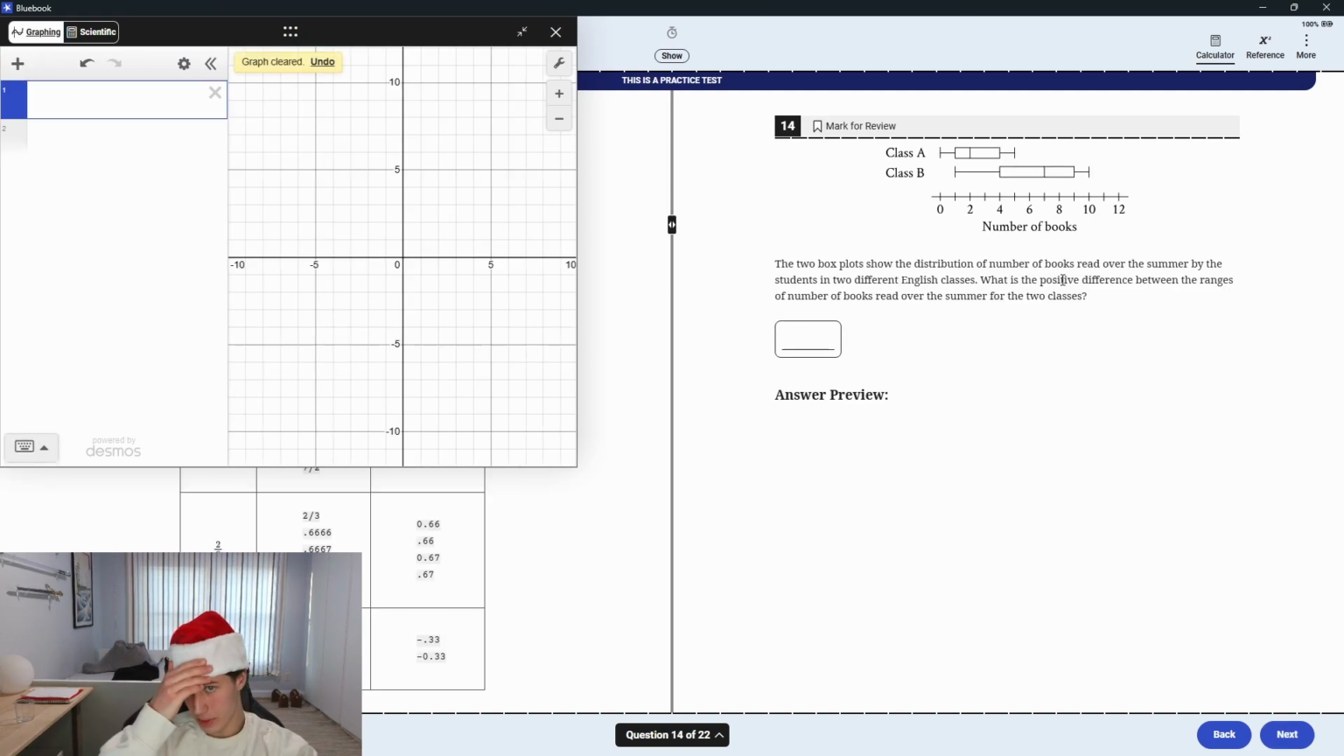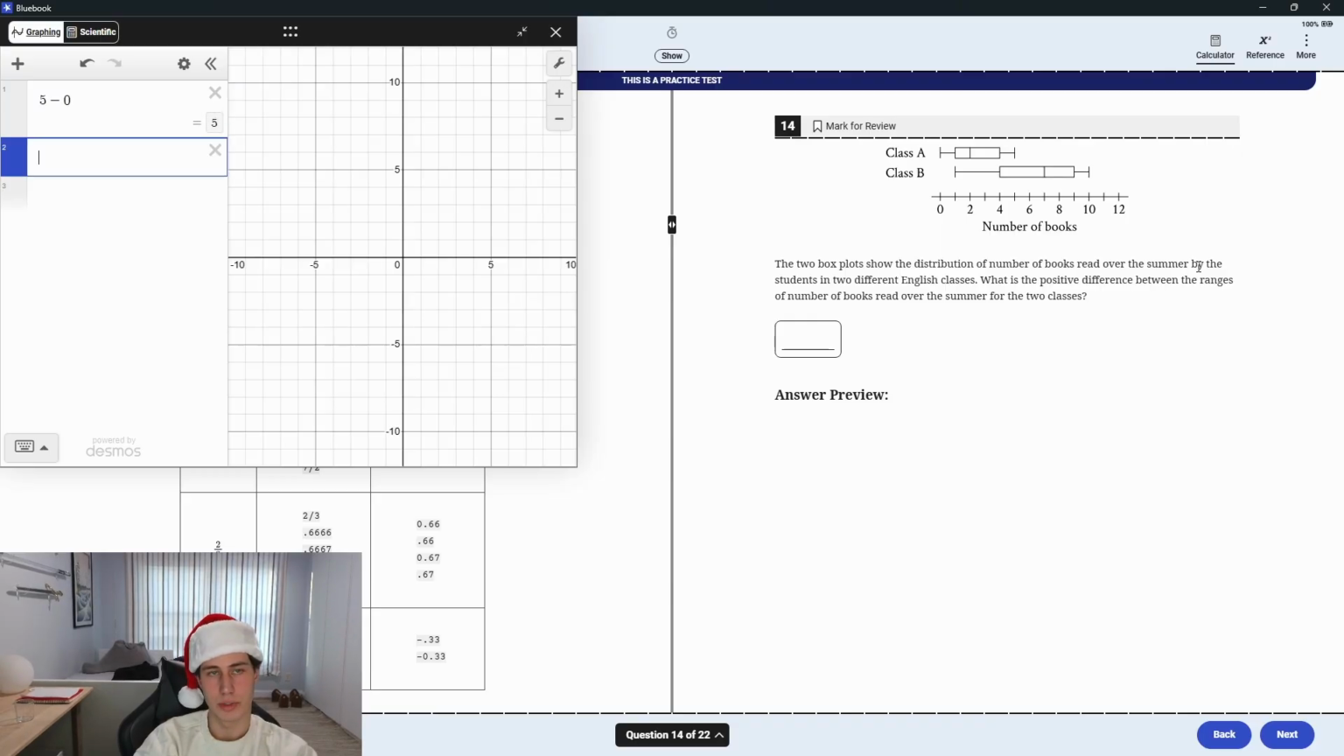So the box plot shows the distribution of books from two classes. What is the positive difference in the range? Okay, so the range is the difference from the highest to the lowest. So in this case, what's the range of the first one? It's between 0 and 5, so it's 5. And in the second one, it's 10 to 1, so it's a range of 9.